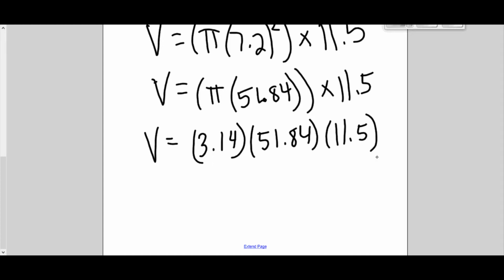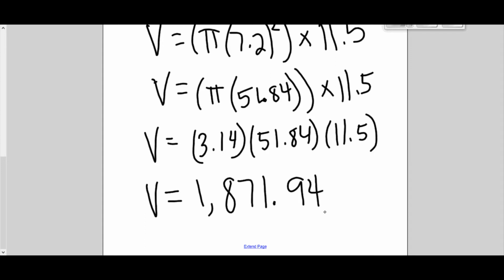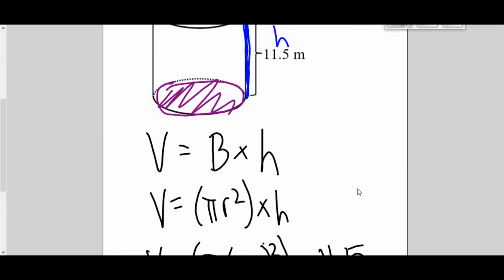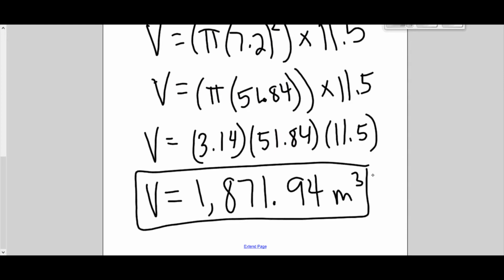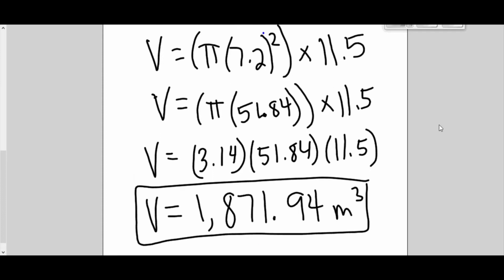And then you're just going to plug that into your calculator. And if you do that, you get 1,871.94. Let me scroll up on you just a second. This is meters cubed. That is the volume of that cylinder. So take a moment if you need to, pause the video and make sure you get this one copied down.